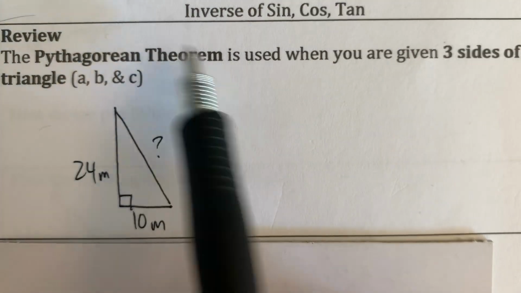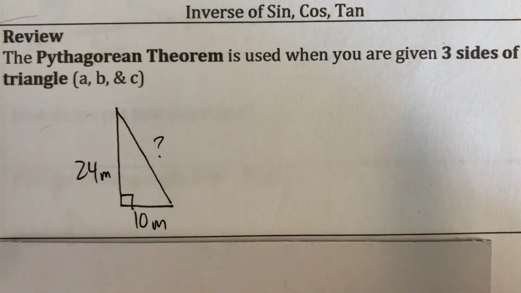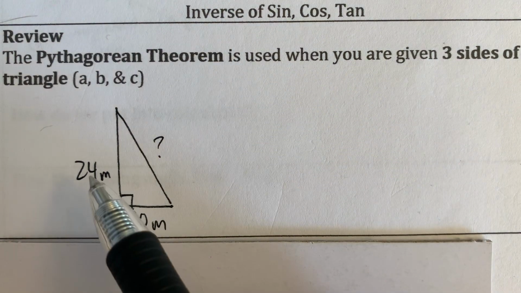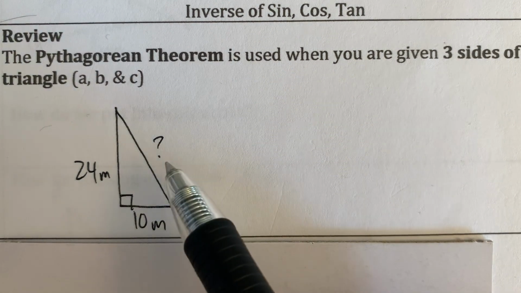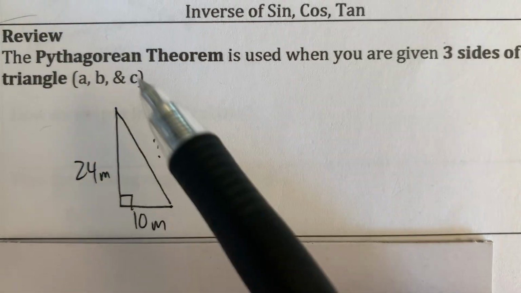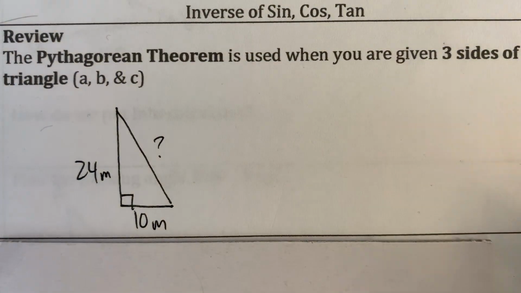The Pythagorean theorem is used when we are given three sides of a triangle, correct? So we have one side, one side, one side here. Anytime you have three sides, we always use Pythagorean theorem, not sine, cosine, or tangent. So we remember that the one across is always going to be your C, this is going to be your A, this is going to be your B.